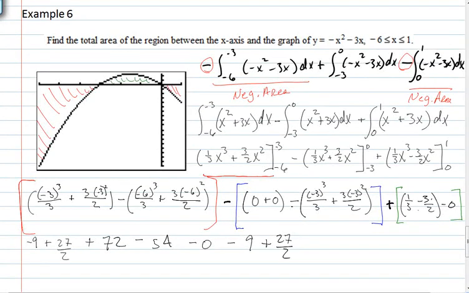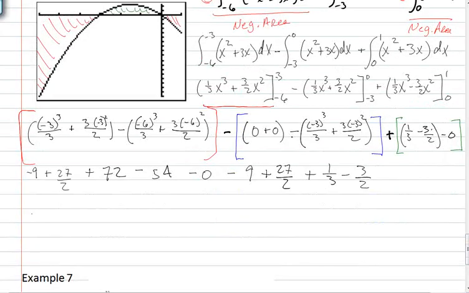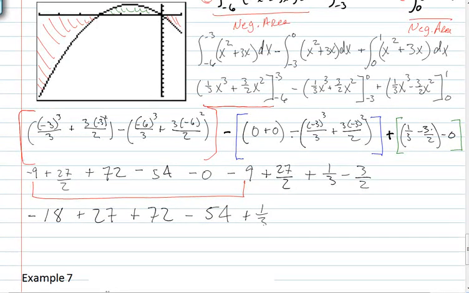And then we have plus 1/3 minus 3/2. Will any of these combine or cancel out nicely? 27 over 2 plus 27 over 2 are like terms. I'm going to combine the 9s, so that's negative 18, plus 27 and 27 is 54 divided by 2 is 27, and plus 72 minus 54 plus 1/3 minus 3/2. Somebody with a calculator, add all that up for me.